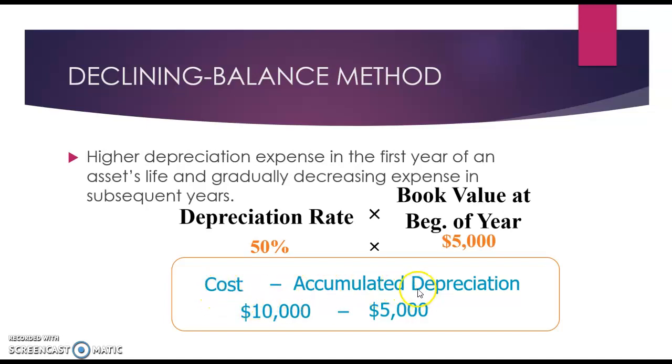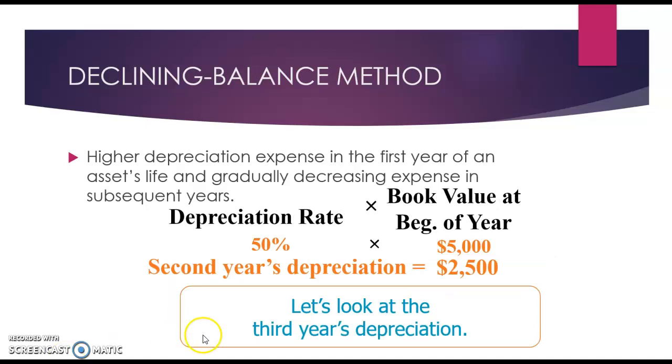So our cost minus the accumulated depreciation gives us the book value at the end of year one, which is the same as the book value at the beginning of year two, okay, which is just the next day. So the 10,000 minus 5,000 gives us the book value at the beginning of year two of 5,000. We then multiply that times 50%, and that's going to give us 2,500 as our depreciation for year two.